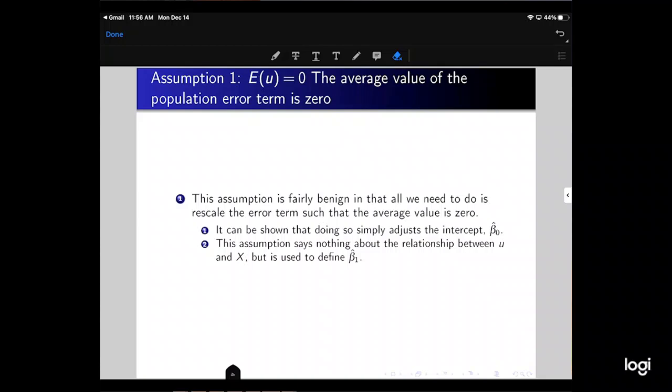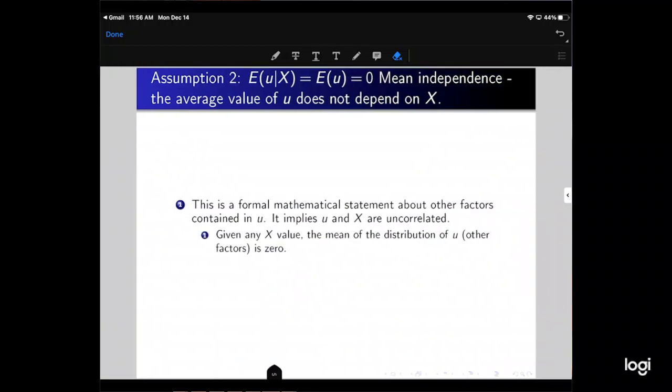Assumption number 1: the expected value of u, the error term, is equal to 0, or the average value of the population error is 0. This assumption is fairly benign in that all we need to do is rescale the error term such that the average value is 0. And we do that by adjusting the intercept. In other words, we're shifting the line up and down. This assumption says nothing about the relationship between u and x, but it is used to define beta hat 1.